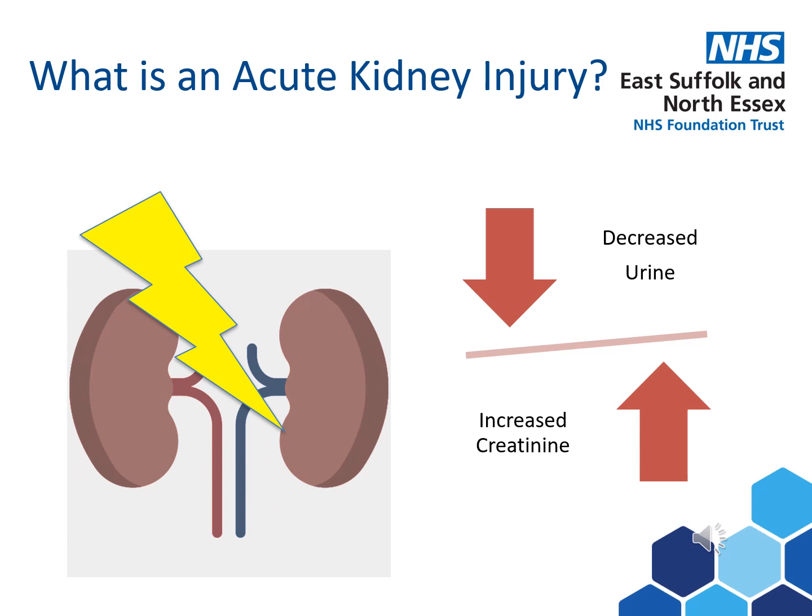The presence of an AKI is usually determined by looking at the patient's serum creatinine levels and their urine output. So creatinine is a waste product of muscle metabolism, and it's usually filtered out by the kidneys and excreted in our urine. So if our kidneys aren't functioning properly, then the creatinine builds up and the urine can reduce.